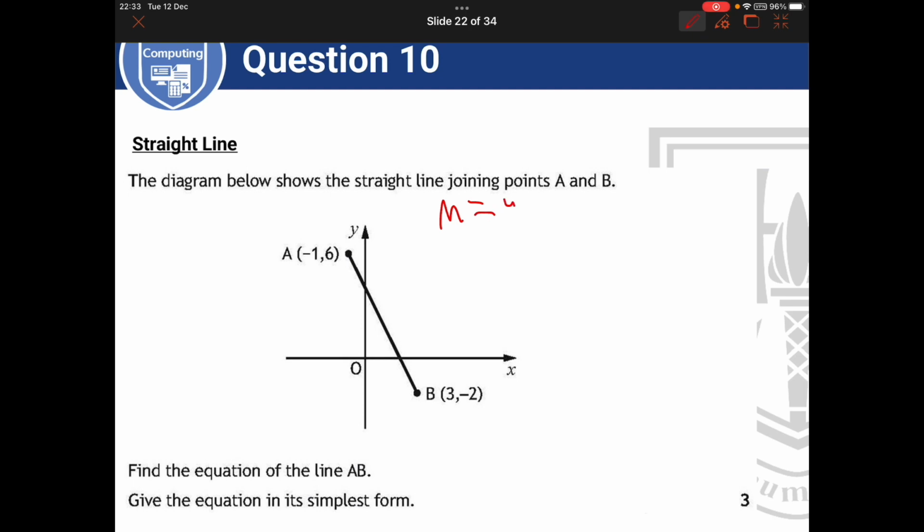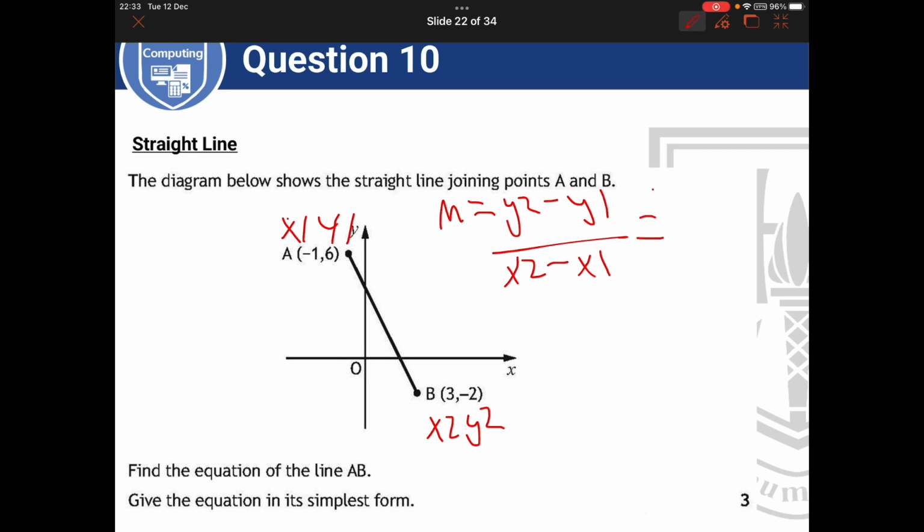So what do I need to get the equation of a straight line? Well, I need the gradient of the line. That comes from the formula y2 minus y1 over x2 minus x1, a formula you're not given, so you have to remember it. Here's x1 and y1. Here's x2 and y2. Doesn't matter the order you do that in. This first one could be point 2 if you like. So for me, y2 take away y1 is minus 2, take away 6. And x2 take away x1 is 3, take away negative 1.